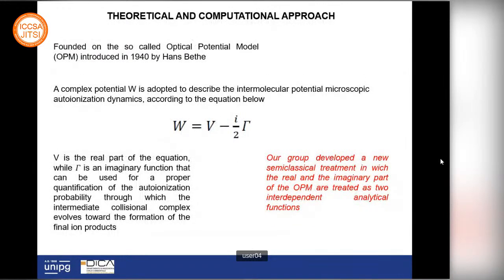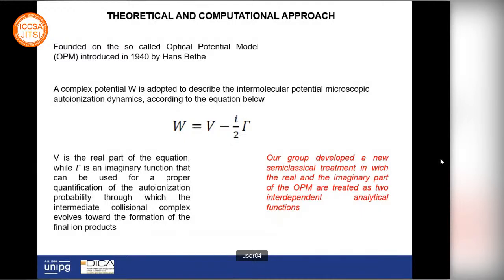We did the investigation both from the theoretical and the computational way. Our theoretical approach is founded on the so-called optical potential model introduced in 1940 by Hans Bethe. Ours is a slightly different semi-classical treatment, but it's based on the classic OPM, in which a complex potential can describe the intermolecular microscopic autoionization dynamics. Specifically, it is composed of two parts, one real part, which is V, and one imaginary function that can be used to describe the probability through which the intermediate collision complex evolves toward the formation of the products.